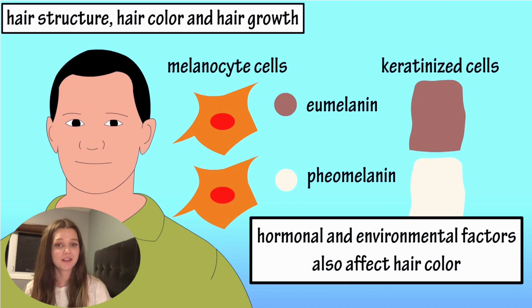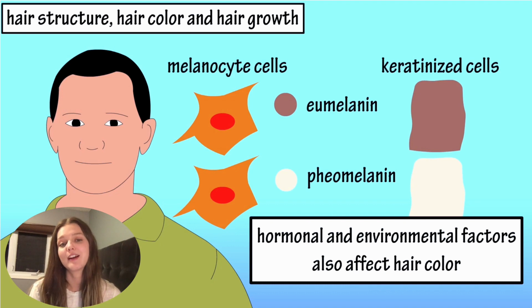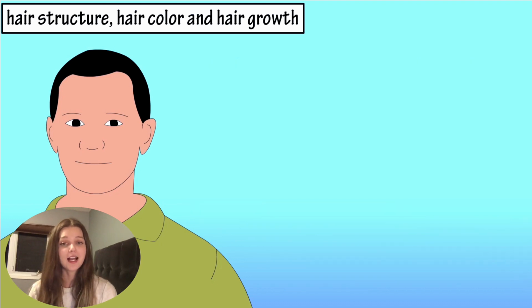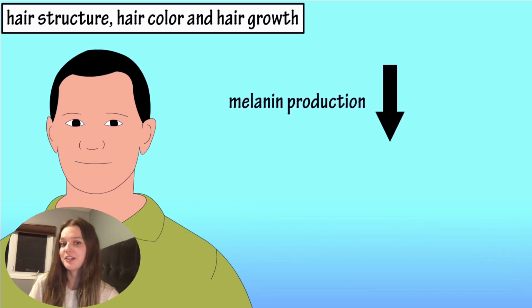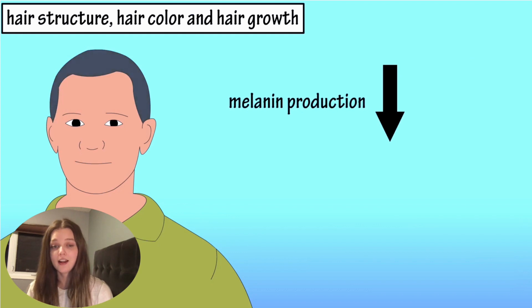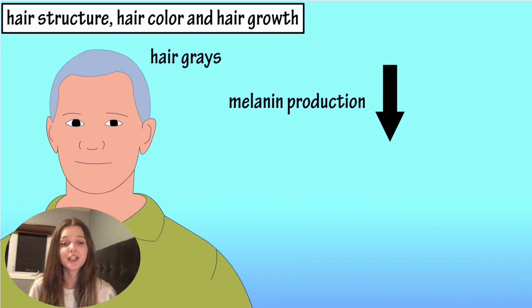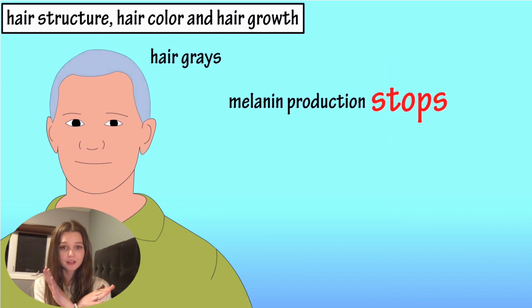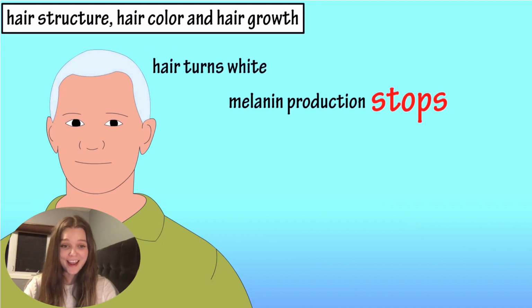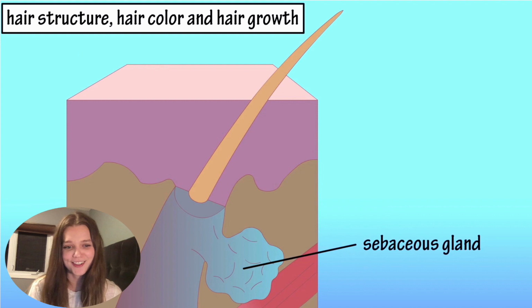Hormonal and environmental factors can contribute to hair color as well. As we age, melanin production decreases, which makes hair appear gray. And eventually, melanin production completely stops, producing white hair. White hair is honestly kind of cool though, you know?